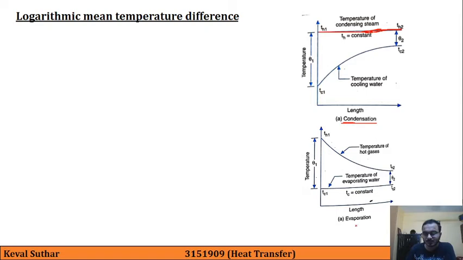Similarly, in case of evaporation, the temperature of the cold fluid which is to be evaporated remains constant over here, and here Tc remains constant, and on the opposite end for the hot fluid, the temperature of hot fluid keeps on decreasing as it passes through the heat exchanger.